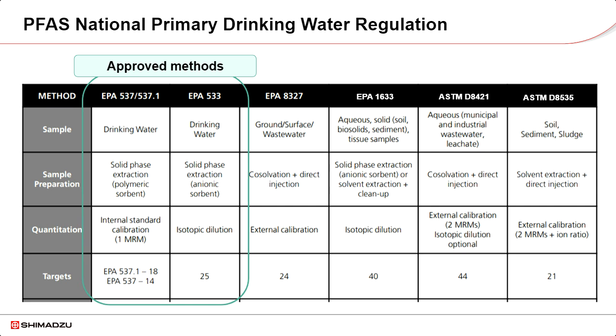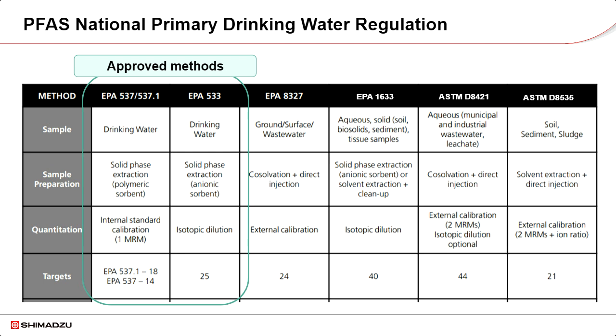As part of the PFAS National Primary Drinking Water Regulation, EPA also established 2 methods that are approved to support the regulation. They are EPA 537.1 and 533. The methods are similar because they are both suitable for the analysis of drinking water. Both of them also require the use of solid phase extraction for the sample preparation.